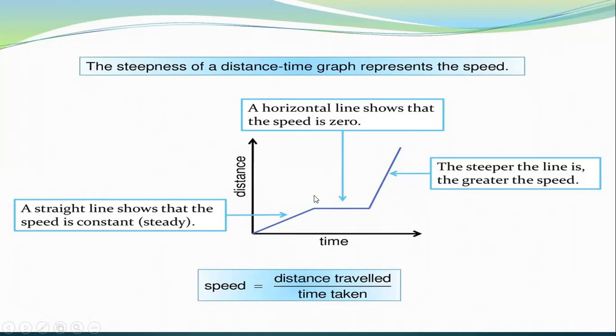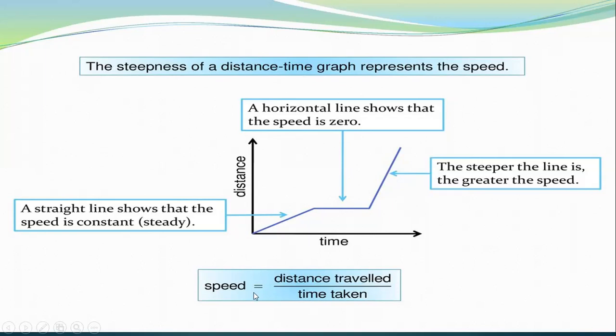So a horizontal line shows that the speed is zero. Anytime you're reading a graph, how do you interpret it? It means that you are resting or the speed is zero, simply because there is no distance being covered. Then the steeper the line is, the greater the speed. So always check: the steeper the line, the greater the speed. If you look at this line from here up to here, and this one from here up to here, you'll say that here the motorist was traveling at a higher speed compared to this one.